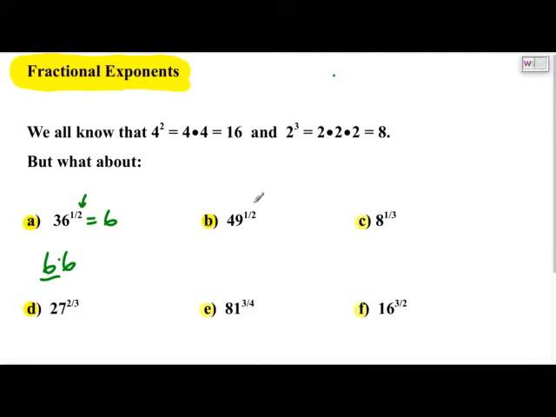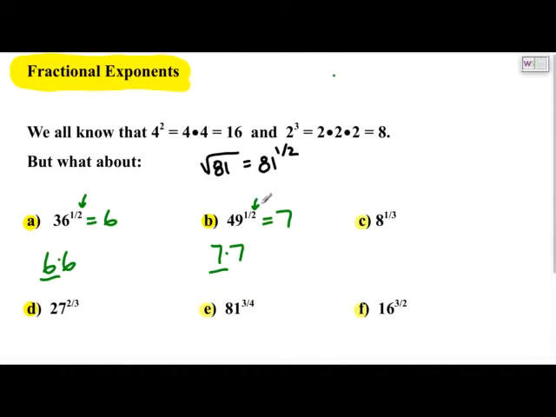Likewise over here, we focus on the 2. What number times itself twice is 49? Well, that would be 7 times 7. And we just need one of those two. So I take one of those two, and the answer is 7. And so what you'll quickly discover is that anything to the 1/2 power is the same thing as a square root. So if I said to you, hey, what's the square root of 81? That is exactly the same thing as 81 to the 1/2 power.